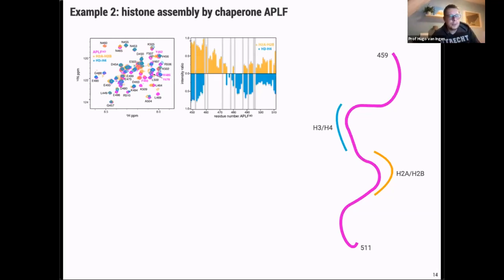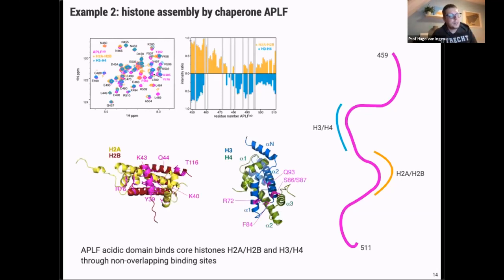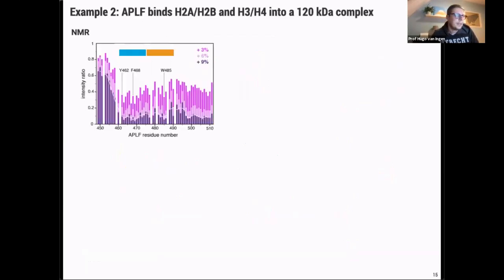Then if we do the reverse experiment and look at where they bind on the core histones, we see that it actually binds to a well-defined spot on the histone. So this really looks like a valid interaction, and this suggests that this chaperone can actually bind all core histones simultaneously. So from a series of experiments, we could indeed validate that.